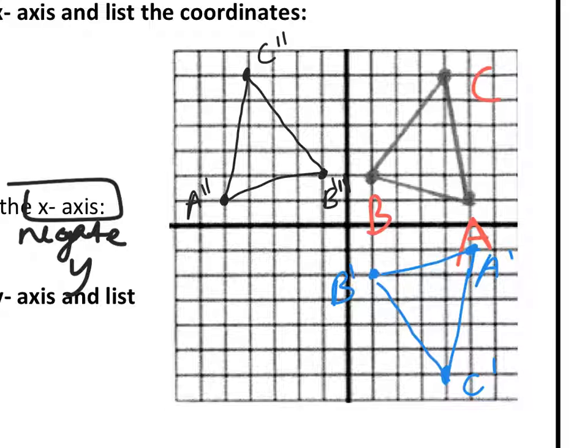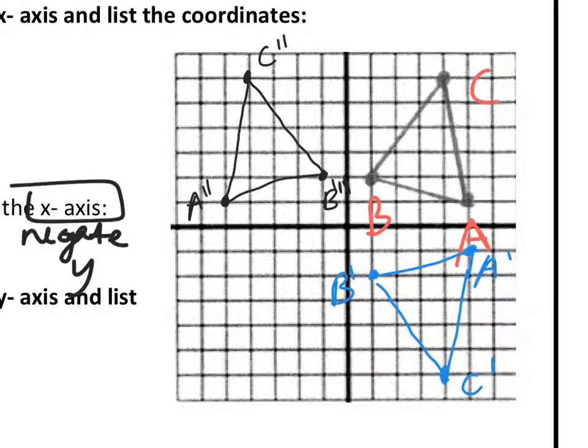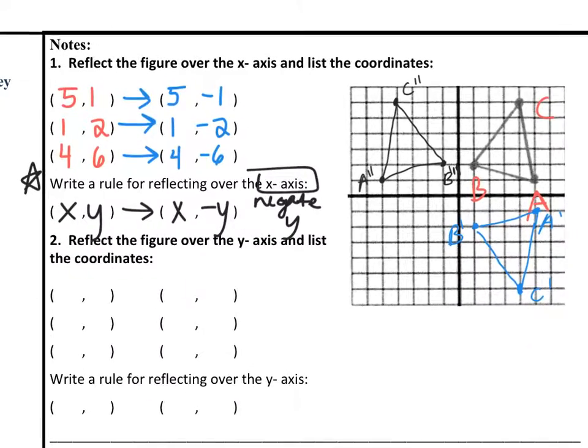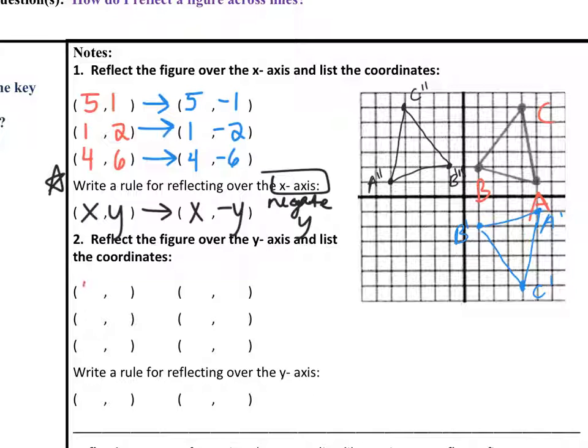So I did mine in black, the black letters. And once again, we are going to write out the old coordinates and compare them to the new coordinates. So old coordinates are still 5, 1, 1, 2, and 4, 6. And now let's see how they change. Alex, what is A double prime at? Negative 5, 1. Okay.